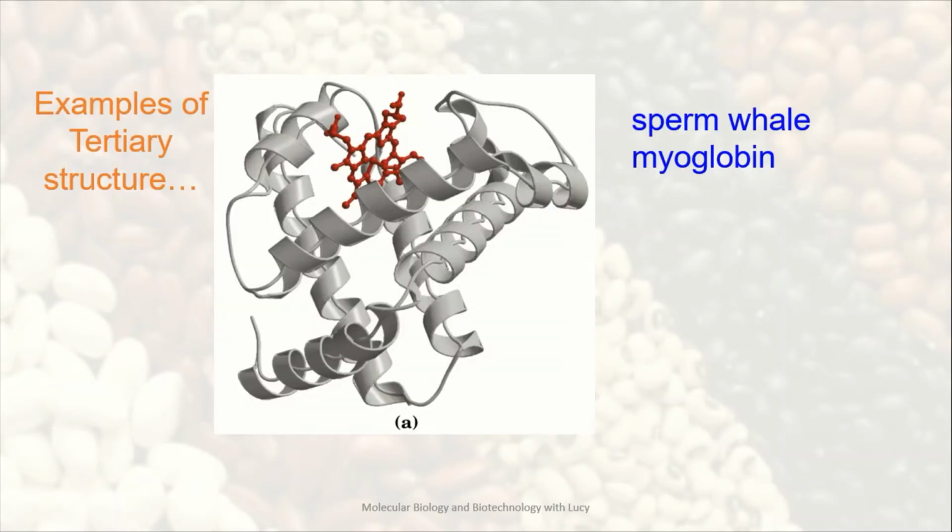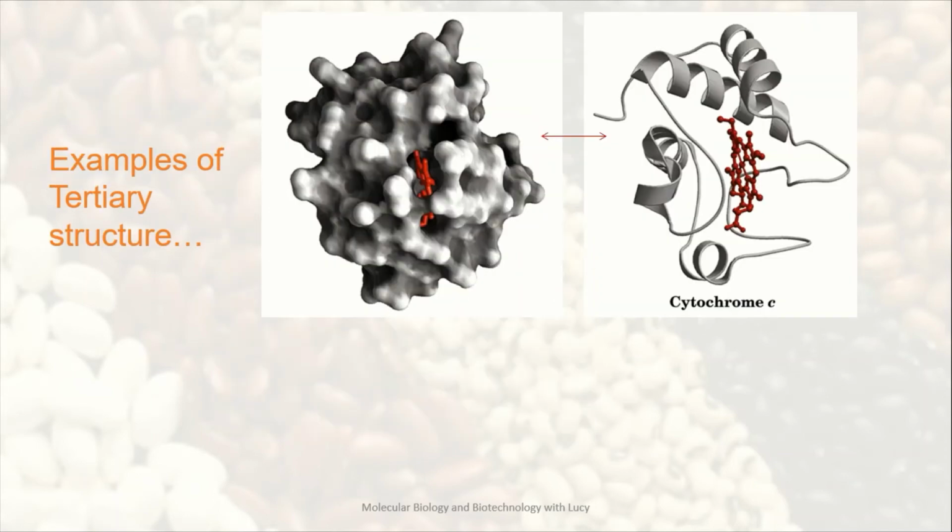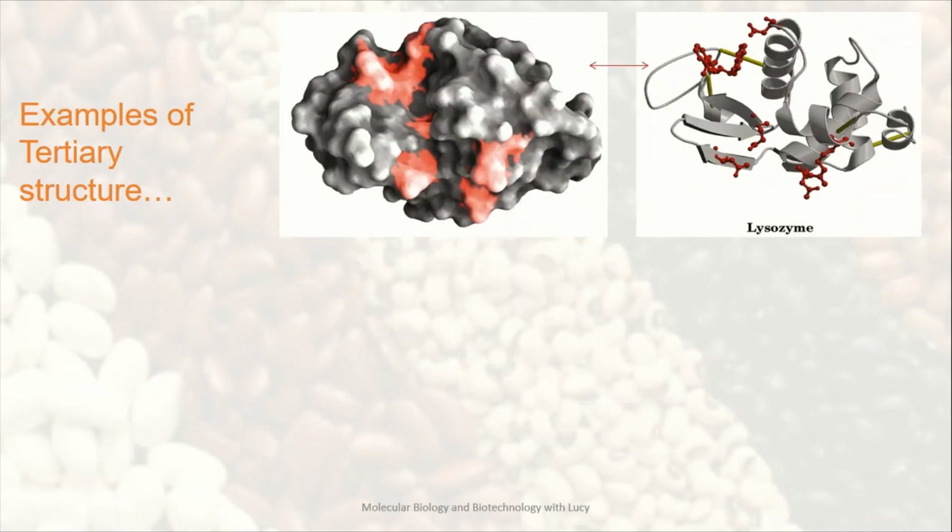Stay tuned, please. This is an example of the tertiary structure of sperm whale myoglobin. We can see here a protein in its tertiary structure, in its three-dimensional shape. Here also is another protein called cytochrome C. As we know, cytochrome C is a heme protein found in the mitochondrial intermembrane space. Another example is lysozyme, which is an enzyme.